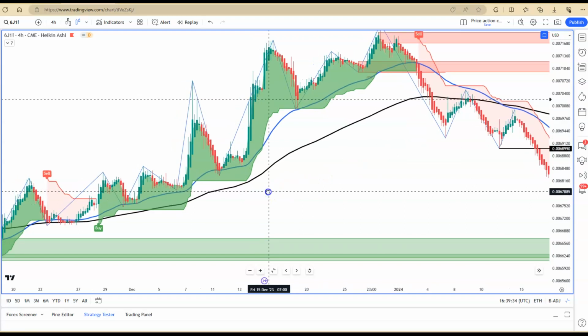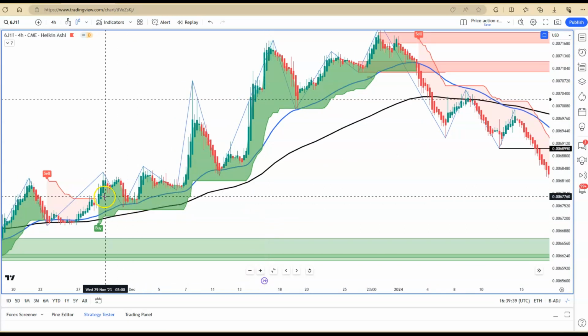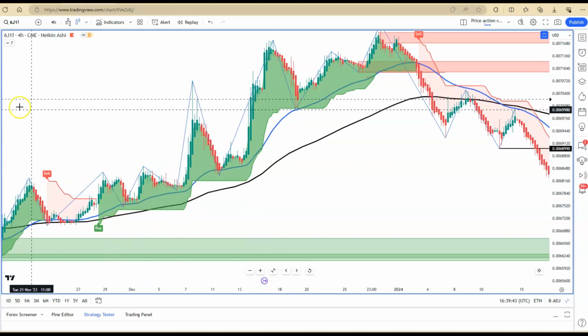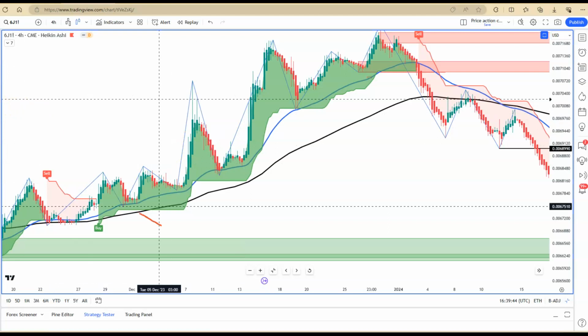So where are the opportunities to get in the best way? If you're a long-term position trader, then you can just enter anywhere along here. On the pullbacks is a good idea, but you simply move your stop to the bottom of this area here.